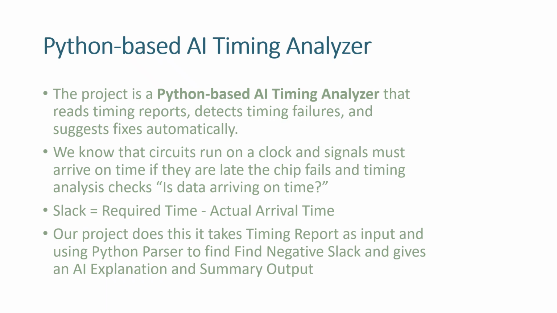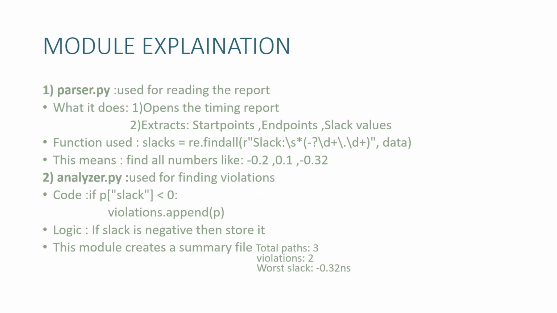Then I was placed in the STA team, and my first project was a Python-based AI timing analyzer. So basically, we know that in digital circuits, timing is critical. Signals must arrive on time, otherwise the chip fails. Timing analysis checks whether the data arrives within the required time using a parameter called slack. Slack is the time difference between the required arrival time and the actual arrival time. This tool reads timing reports, detects the negative slack, and provides automated suggestions.